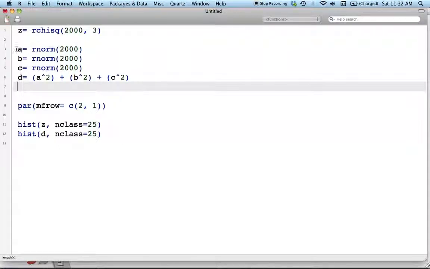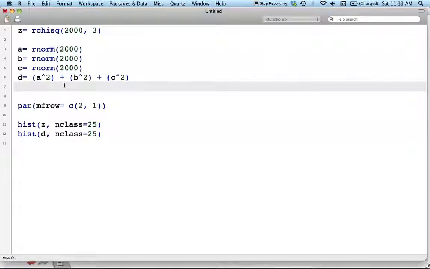Now what I've also done is created 3 independent vectors of random variates from standard normal distributions of length 2,000. And so the idea is I'm going to create another vector that is the sum of the squares of these vectors. So this D is also going to have length 2,000, and it's just going to pair up the first element of each of these vectors squared and summed.